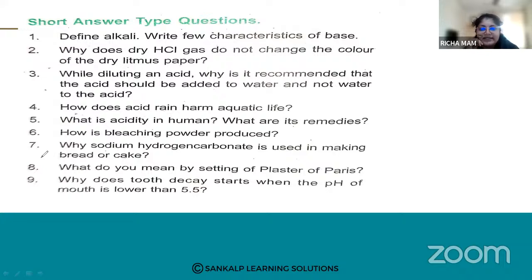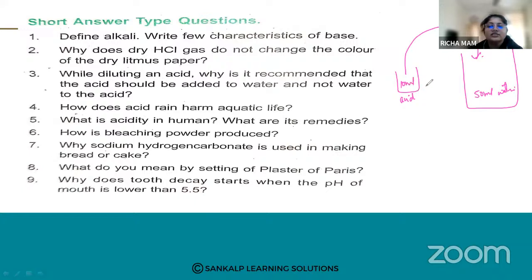While diluting an acid, why is it recommended that the acid should be added to water and not water to acid? Suppose I have 10 ml of acid and 50 ml of water. It is said that acid should be added to water and not water to acid. Why? What is the reason? We can take 50 ml of acid also.